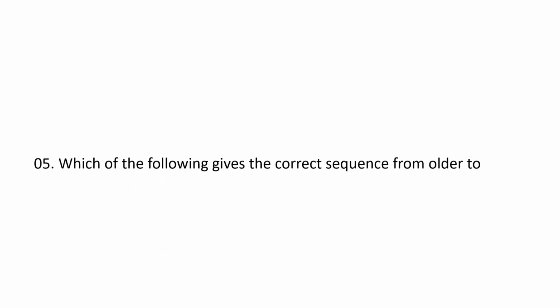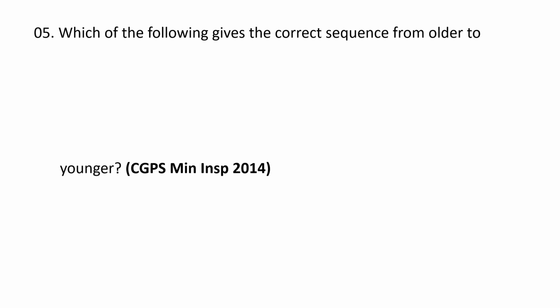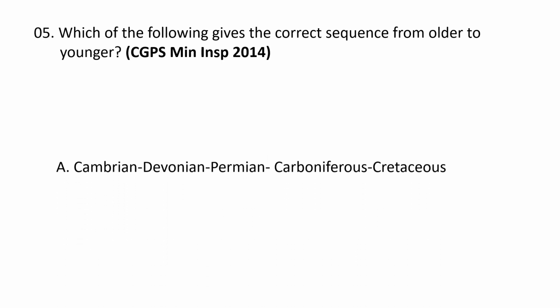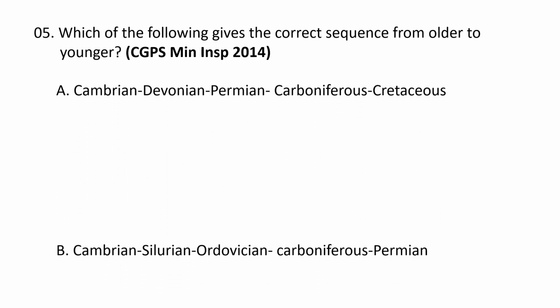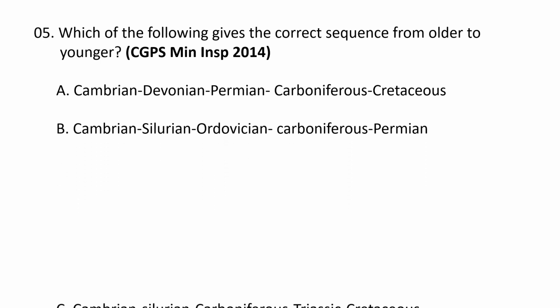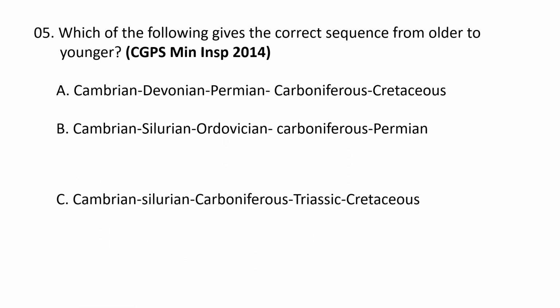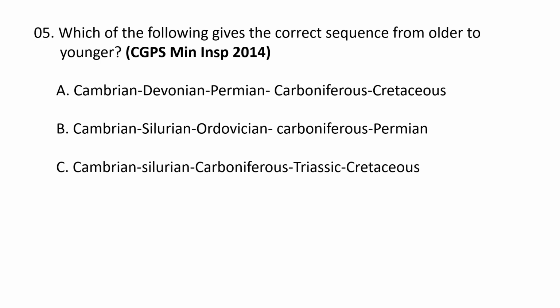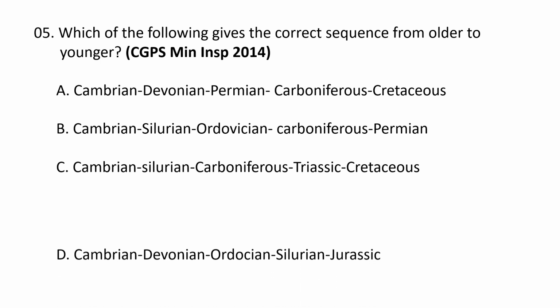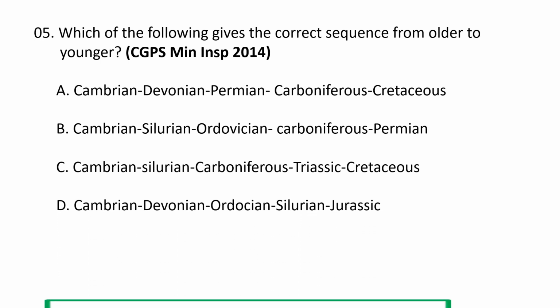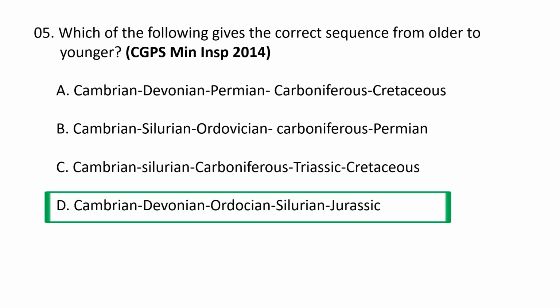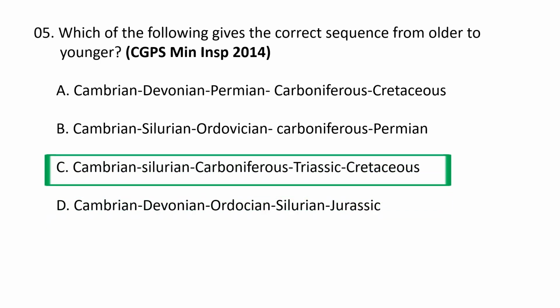Next question. Which of the following gives the correct sequence from older to younger? A. Cambrian, Devonian, Permian, Carboniferous, Cretaceous. B. Cambrian, Silurian, Devonian, Carboniferous and Permian. C. Cambrian, Silurian, Carboniferous, Triassic and Cretaceous. D. Cambrian, Devonian, Ordovician, Silurian and Jurassic. The correct sequence from older to younger is Cambrian followed by Silurian, Carboniferous, Triassic and Cretaceous. C is the correct option.